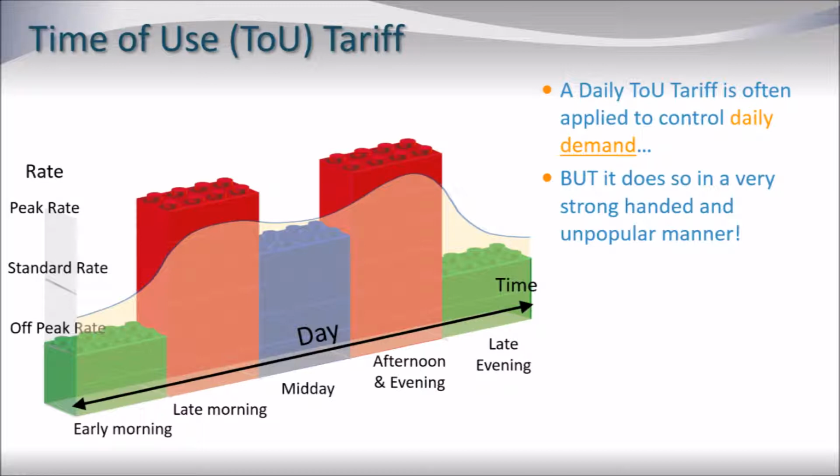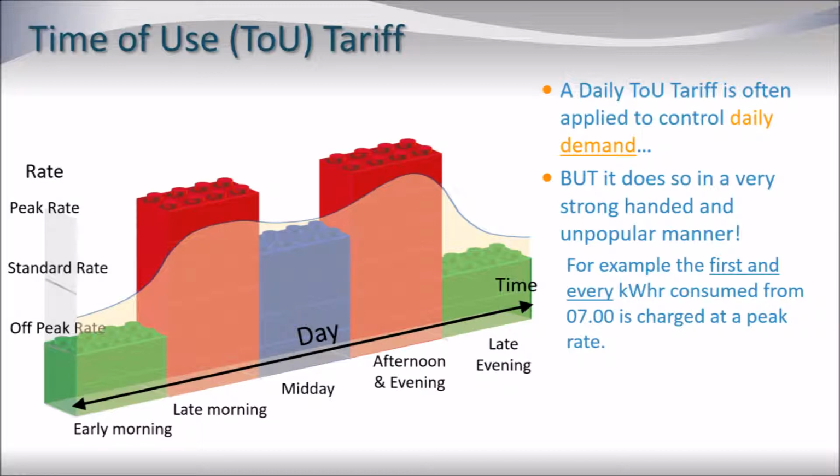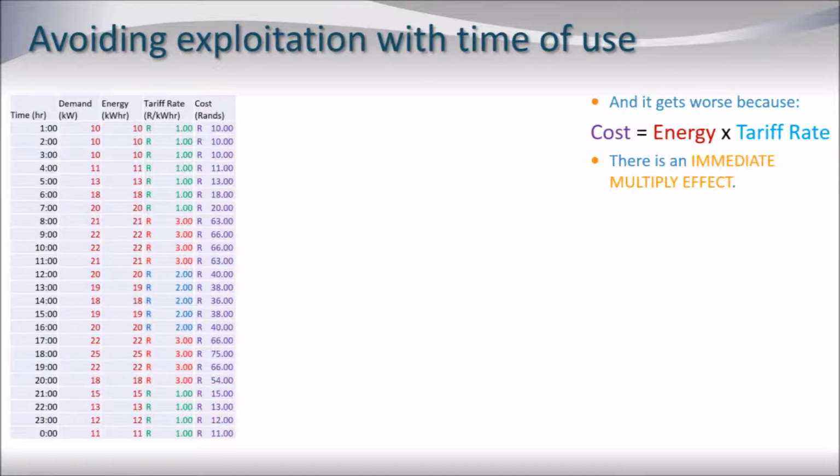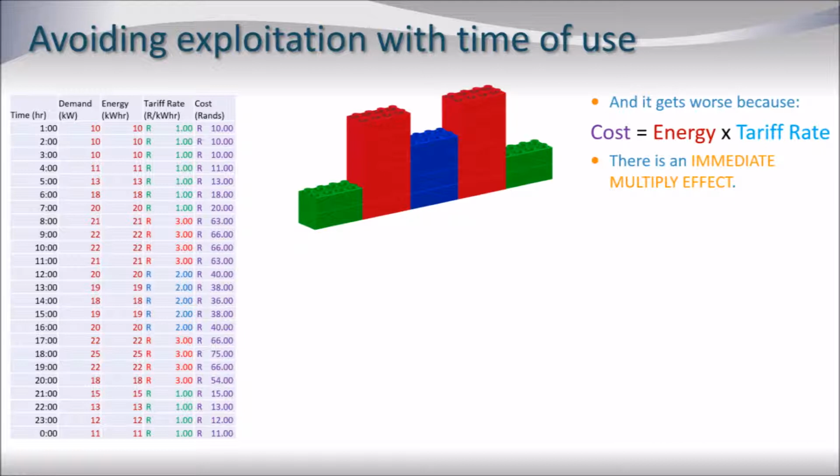For example, if you look at the graph on the left, the first and every kilowatt hour consumed in the late morning period is charged at the peak rate. And it gets worse because the cost is equal to the energy times the tariff rate, so there's an immediate multiplying effect. I've illustrated this in the table on the left-hand side, which is best represented by the graph in the middle. I've shown that the tariff rates there are between 1, 2 and 3, 1 in the off-peak and 3 in the peak period.